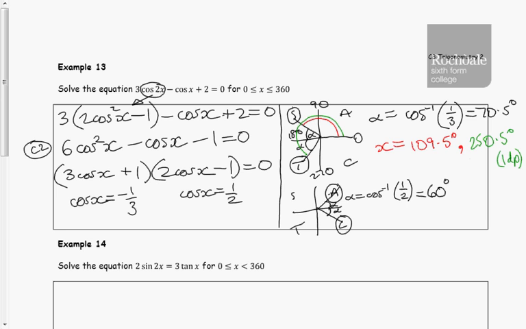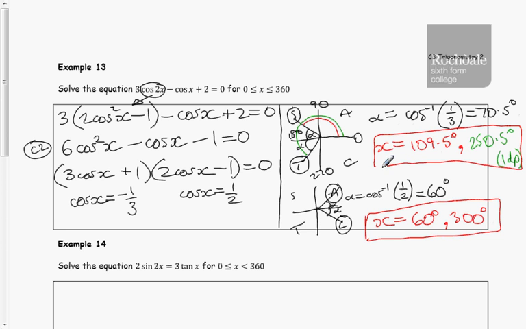That'll be 60 degrees. So the two solutions in this possibility, 60 degrees, and the other one is almost all the way around, except for 60, so it's 60 degrees and 300 degrees. This time those were not rounded, they were exact. The other two were rounded to one decimal place.